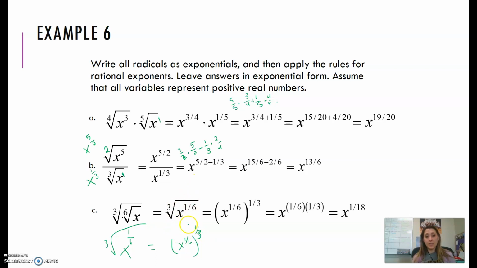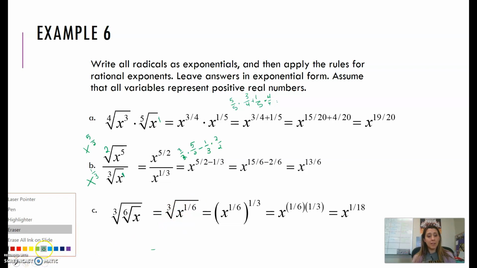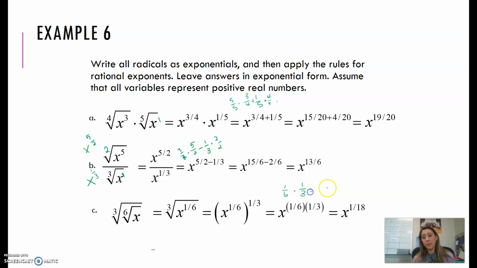Okay, so this is the step. So we rewrote it there, and then I put the whole thing, and then I have a power to a power, so then I know I need to multiply that, so I have 1 over 6 times 1 over 3, which gives me 1 over 18, and I get x to the 1 over 18. Alright, so that is it.